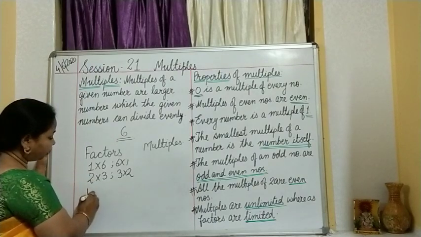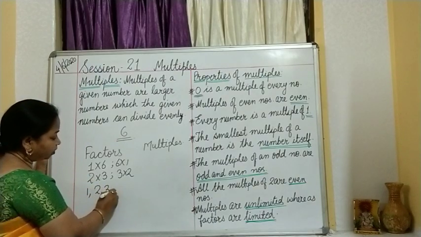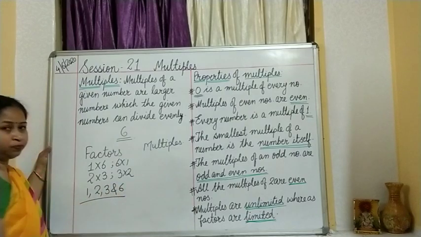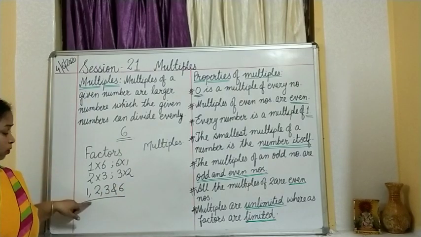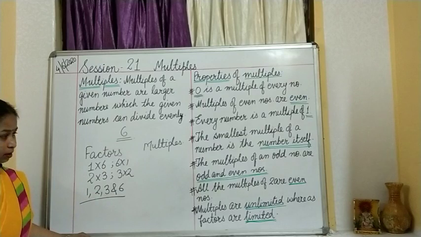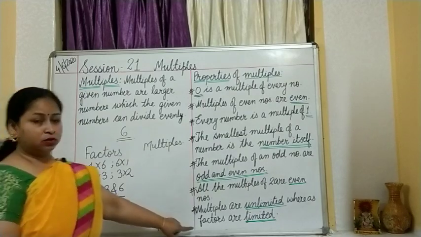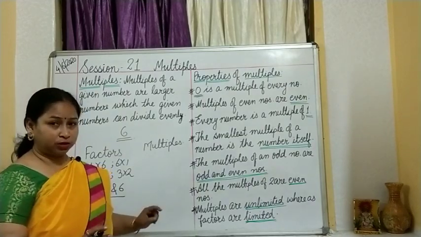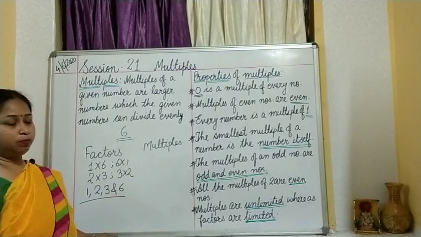We have got 1, 2, 3 and 6, children. How many factors are there? 1, 2, 3, 4, four factors are there. So this justifies that factors are limited. Okay, what about the multiples?